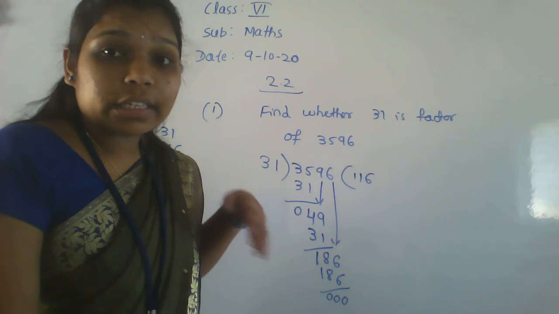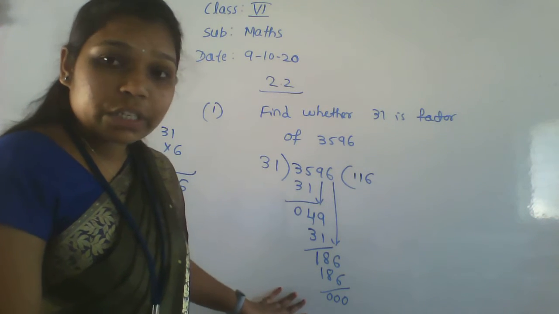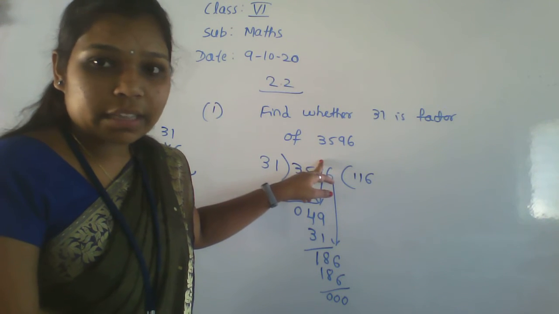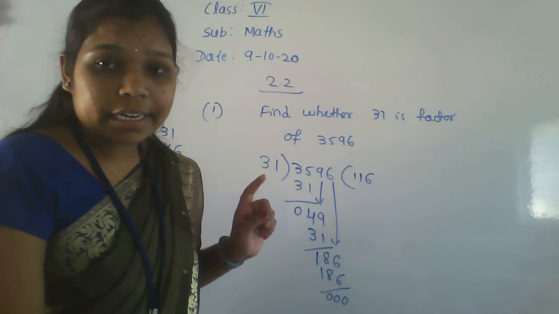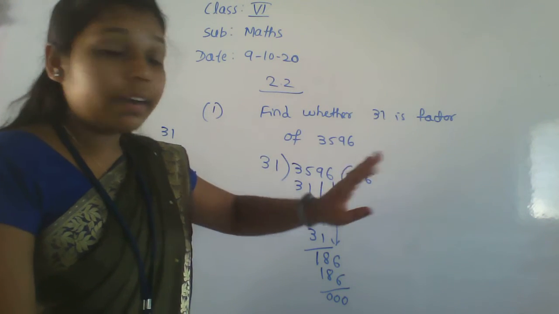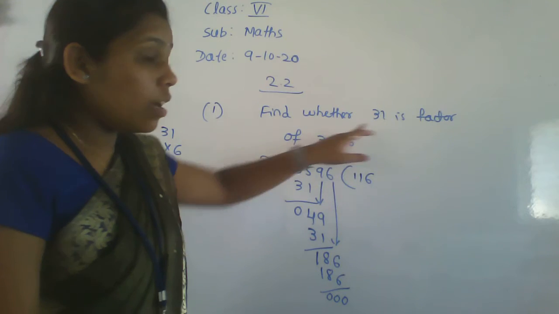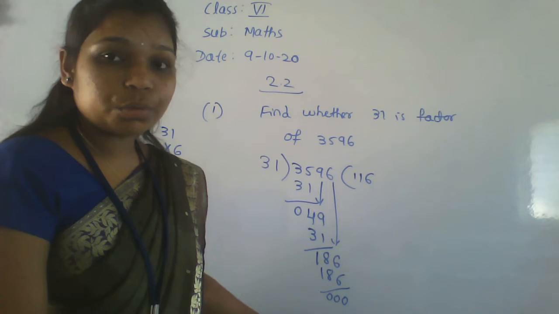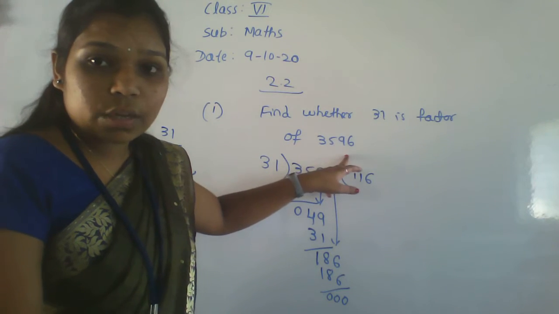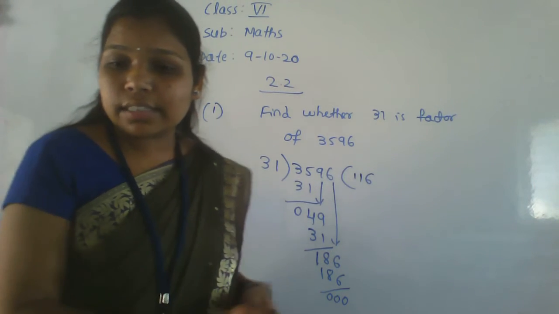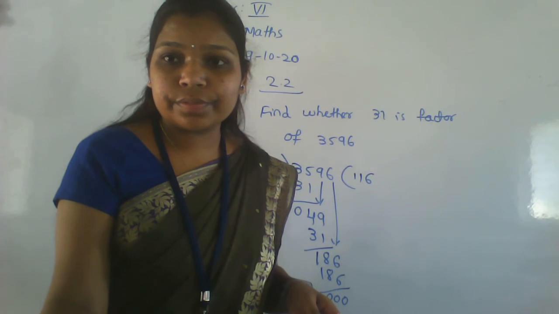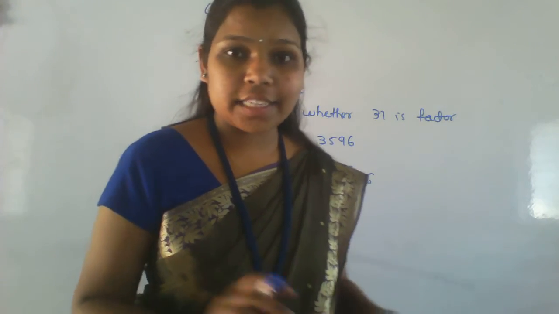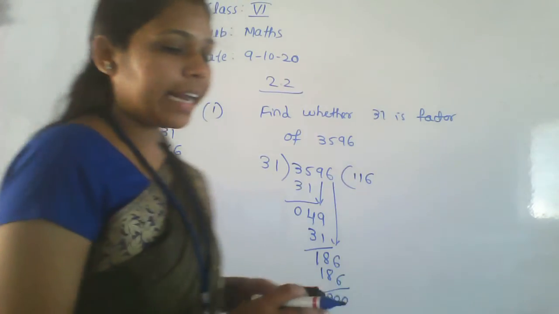So how to check that factor? You have to do the division. If the remainder is 0, then 31 is a factor of this number, otherwise it's not a factor. Getting the point? Divide 3596 by 31. If we get the remainder 0, then 31 is a factor of 3596. Otherwise, it's not a factor. Okay, now do the second problem.